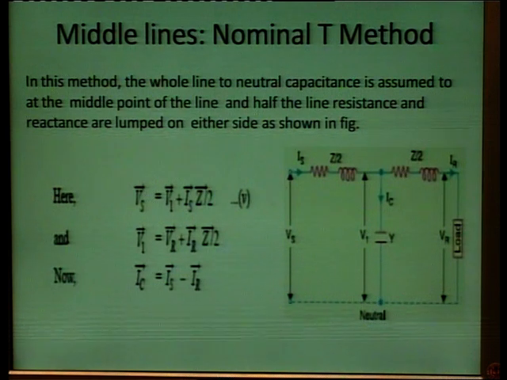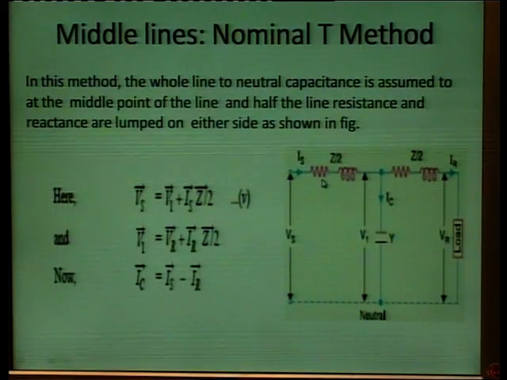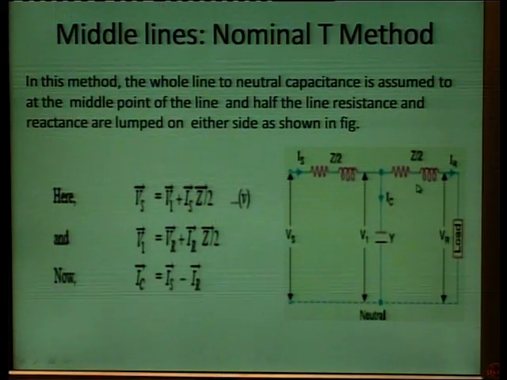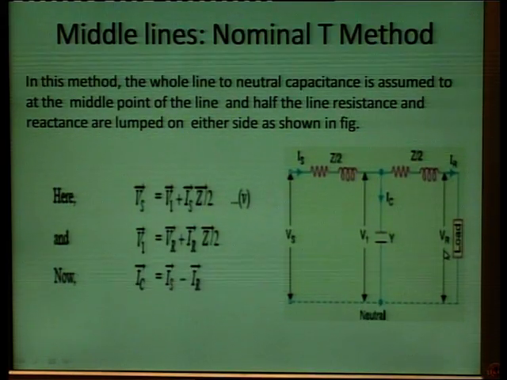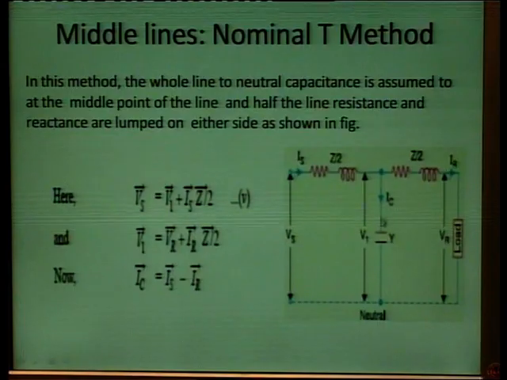So in case of the nominal T method, say we have Z as the total series impedance, then Z by 2 will be connected before the shunt admittance and half will be connected after the shunt admittance. So if Vs is the sending end voltage, Is is the sending end current, this is half the series impedance, this is again half the series impedance, IR is the receiving end current at the load with voltage equal to VR. IC is the current which is going through the capacitor or the shunt element and V1 is the voltage across the capacitor.